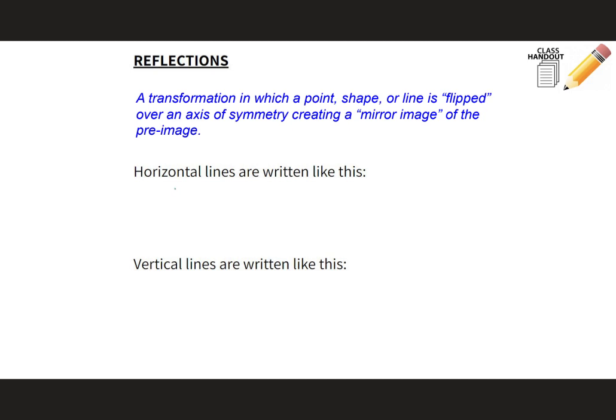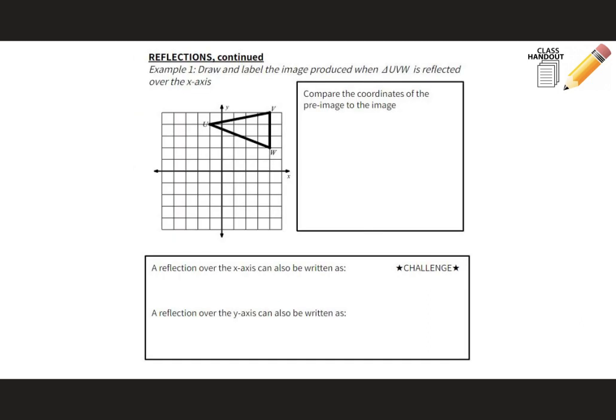So when we have a horizontal line, we know that it looks something like this. Horizontal lines are always written in the form y equals something, wherever it crosses the y-axis. For vertical lines, so we've actually already seen horizontal lines when we've been talking about asymptotes. Vertical lines look like this, and they're always written as x equals something. And that something is wherever it's crossing the x-axis. So let's take a look at an example.